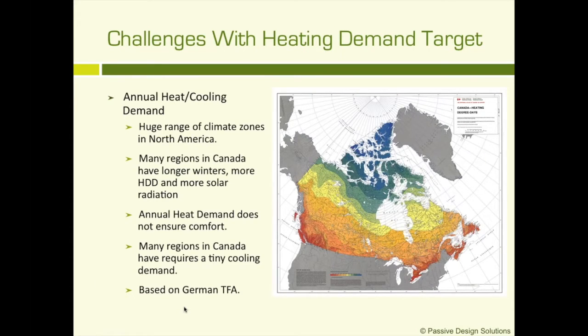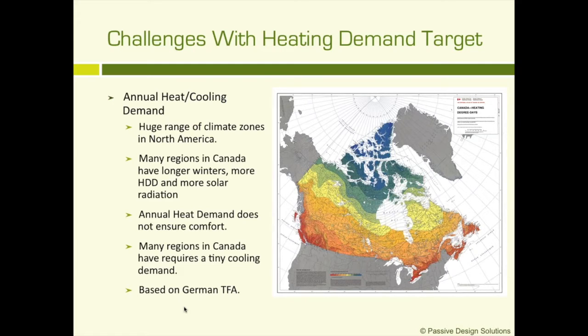So, okay. So some of the challenges that we were really seeing with the annual heat demand target, the climate zones, as I've shown just here in Canada, range drastically. And then when you add the deep south and their humidity and cooling loads, we have a really wide range of climate zones in North America, much wider range than we have in Europe.